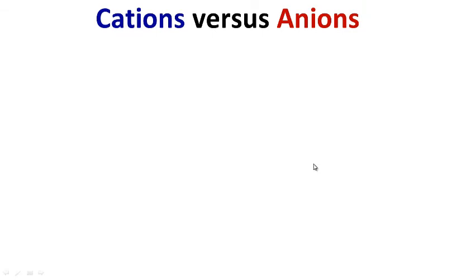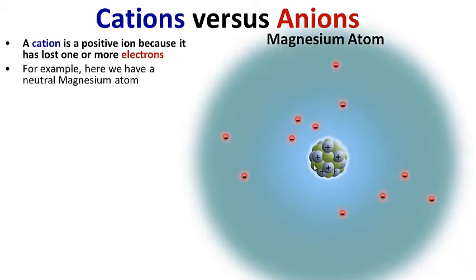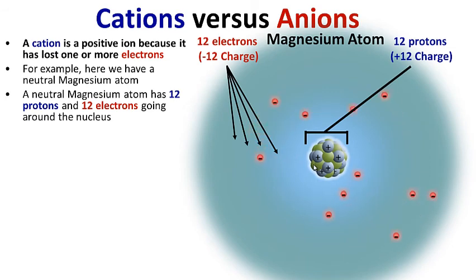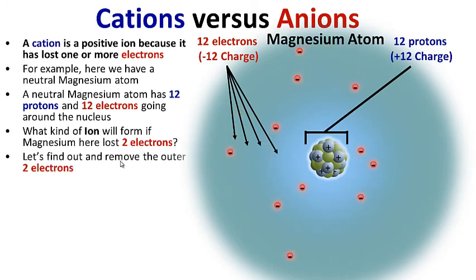All right, so cations versus anions. A cation is a positive ion because it has lost one or more electrons. So for example, here we have a neutral magnesium atom. A neutral magnesium atom has 12 protons and 12 electrons, so equal amounts of protons and electrons. Okay, but what kind of ion will form if magnesium here lost 2 electrons?